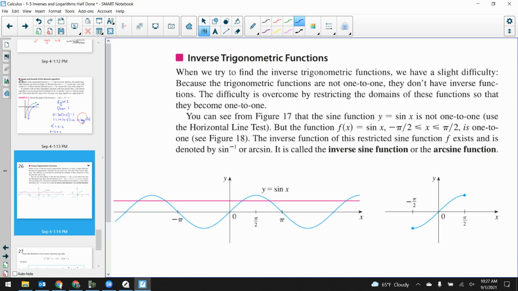So what we have to do to make it one-to-one is restrict the domain. We have to restrict the domain of sine. So what we're going to do is restrict it from negative pi over 2 to pi over 2. Remember the restrictions of the domain for the three trig functions?